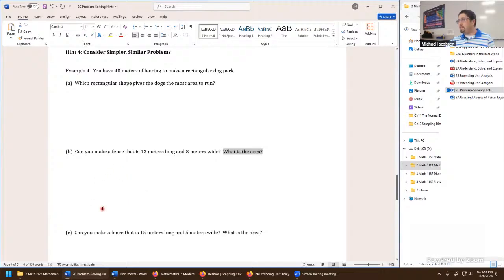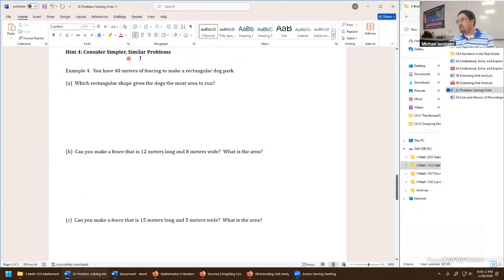If we can solve part B, this is a simpler problem because it's more direct. It's telling you exactly what to do. Determine if you can fence this out with 40 meters and what is the area. As we solve part B, it might give us some intuition on what's going on in part A. And if we're still not sure, we'll do this again. Consider just another similar problem in part C.